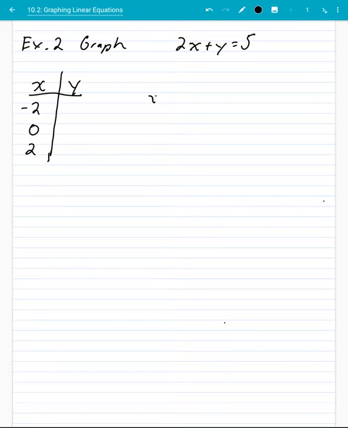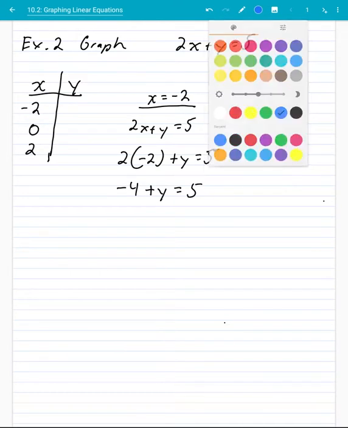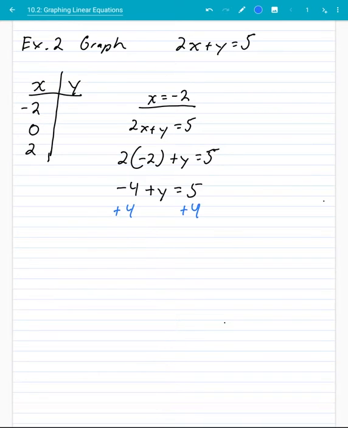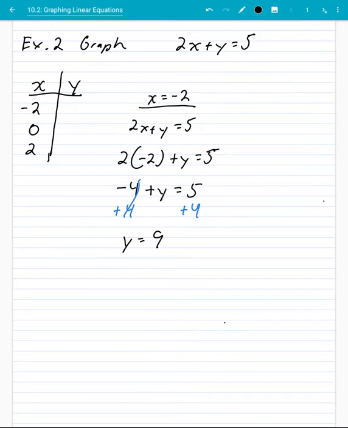I'm going to say for x equals -2, 2x plus y equals 5. Substitute the -2 in for x. And all you got to do is start solving for y. Here's your chapter 9 stuff coming into play. 2 times -2 is -4 plus y equals 5. Solve for y, you got to add 4 on both sides. These cancel out. You're left with y equals 9. So when we plugged in -2, we got y equals 9. So we're going to put 9.